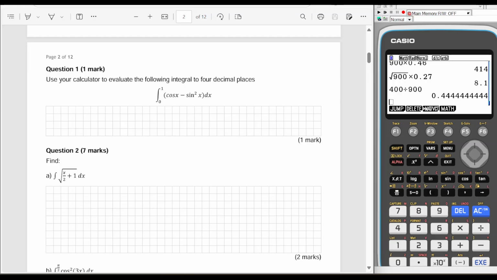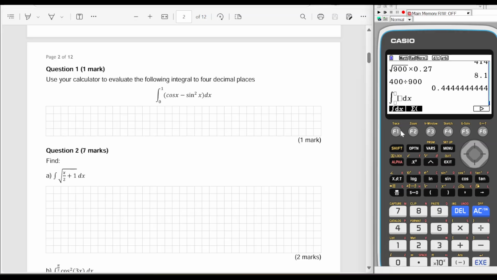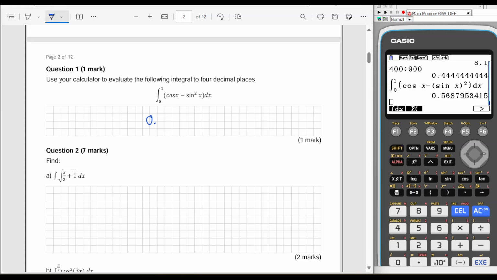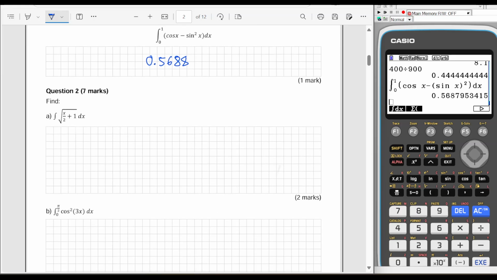First question is just straight up an integral. Make sure you're in radians for pretty much the whole test. And they're asking you to evaluate it on your calculator. So we literally just type it in. Cos x, take, this would be sine of x all squared. That's what it means when you have the squared in front of the sine. Close your brackets, and we integrate it from 0 to 1, and we get 0.5688. Now this one is actually possible to do by hand, but the question's not asking for it.